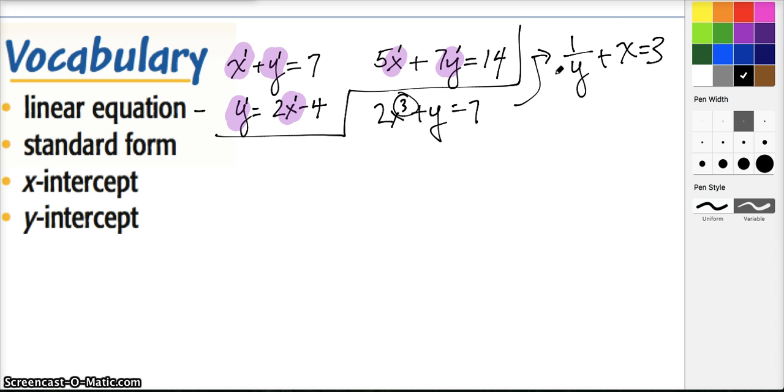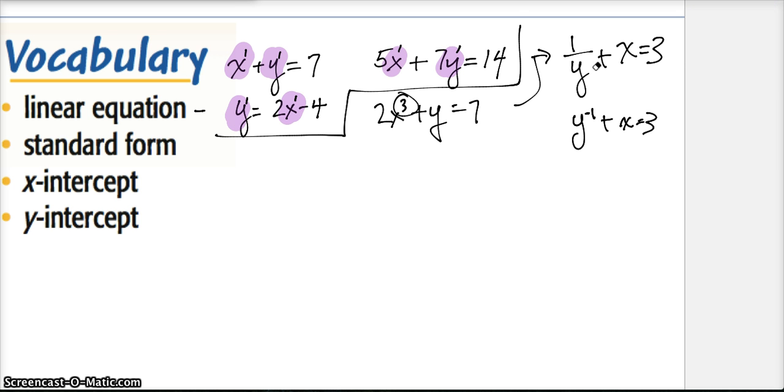y right here is in the denominator, so technically, and this is something we haven't talked about, this can be written as y to the negative 1 power plus x equals 3. I know that this is weird, but the fact that y is in the denominator tells me that y is not to the regular first power, and that's the key that you need to keep in mind.